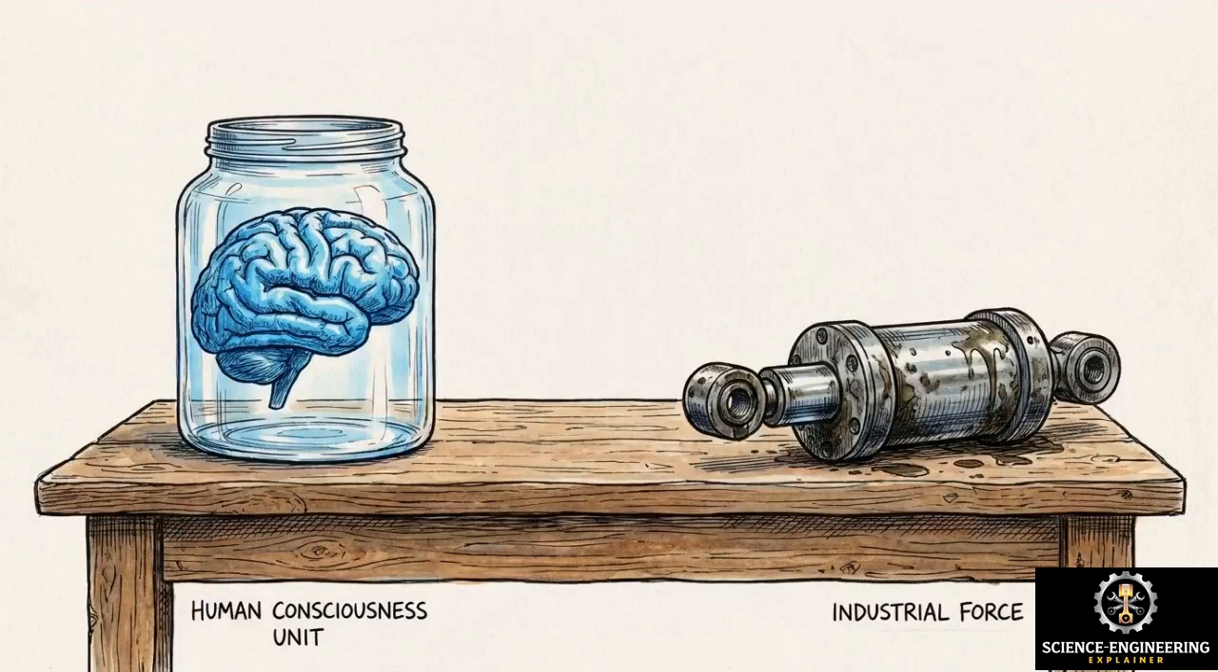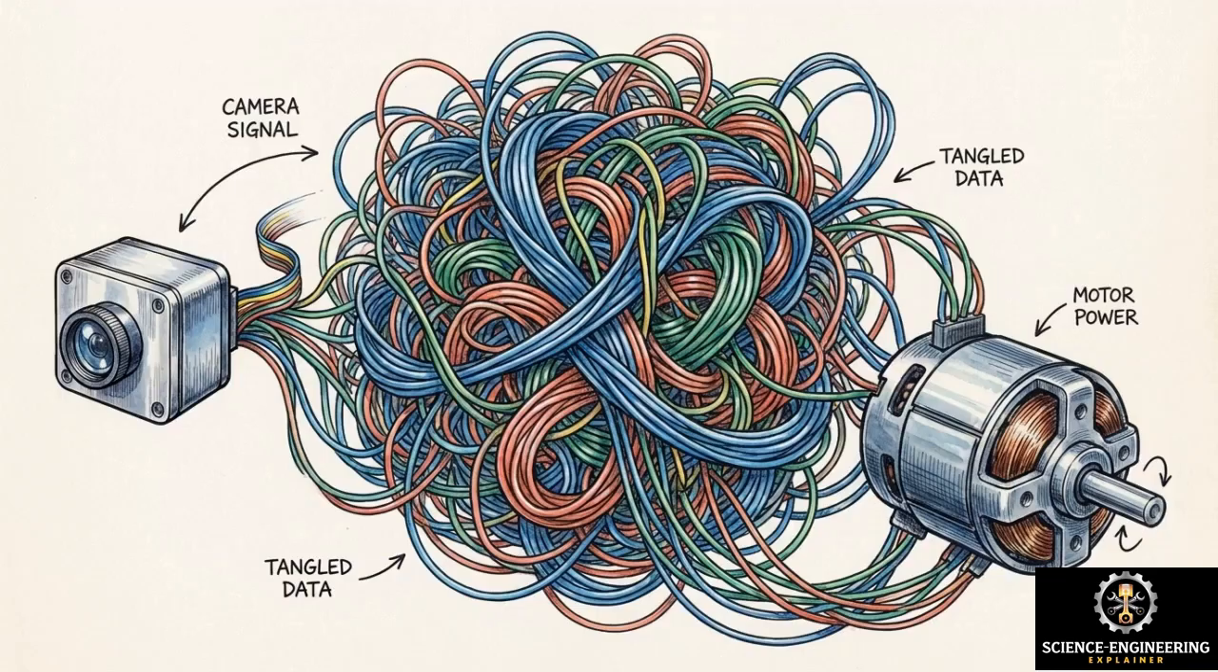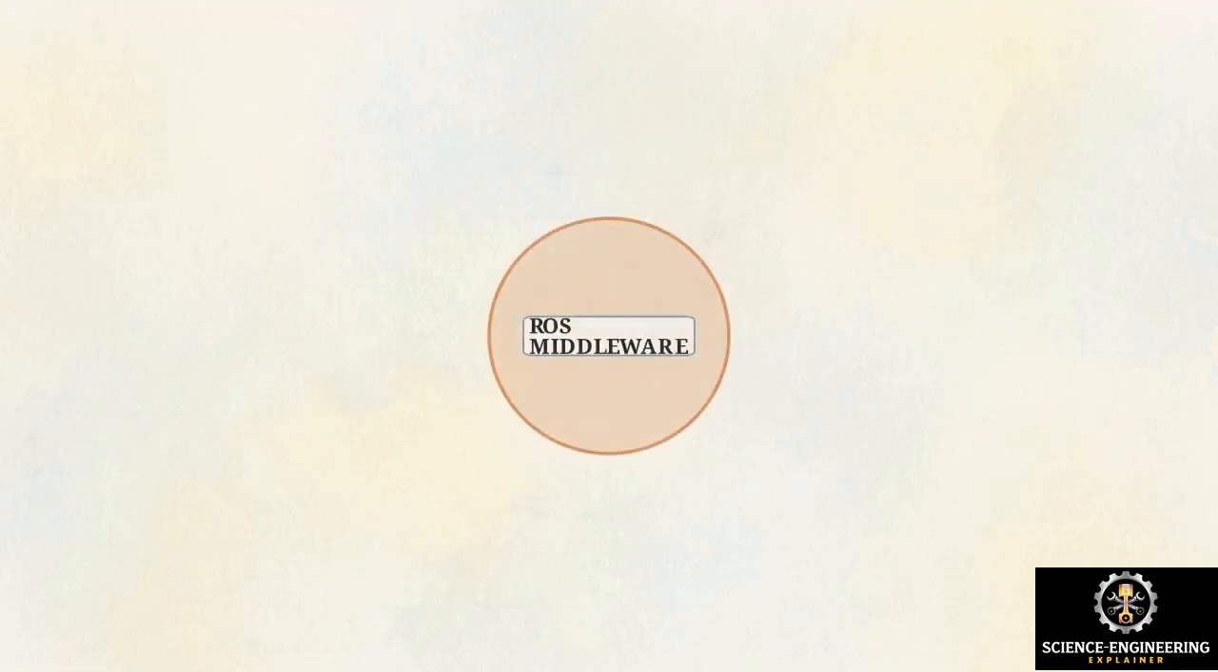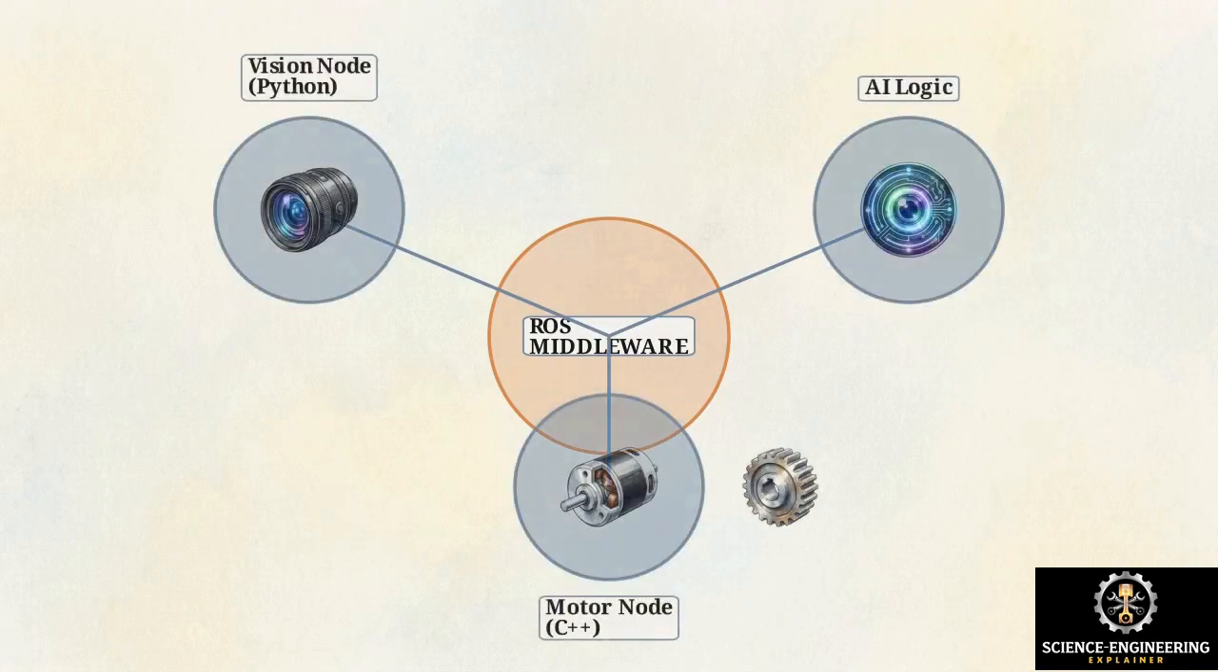So how does a high-level Python brain talk to the low-level C++ muscle? If you build everything from scratch, you'd spend years writing custom drivers just to get a camera to talk to a motor. The solution is the Robot Operating System, or ROS. It functions as a middleware orchestrator. This network graph shows how ROS abstracts the underlying hardware.